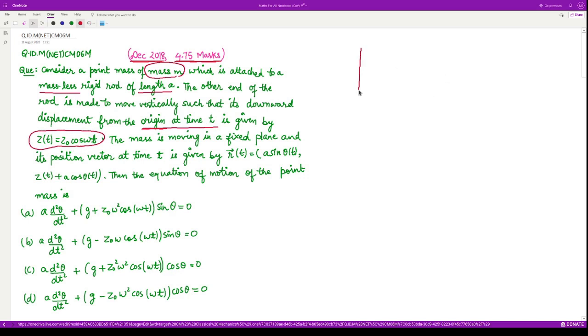They are saying we have the situation. This is some plane, right? This is the x-axis and this is, say, the z-axis, and this is some rod, and this rod makes an angle theta with the given z-axis, and at this end we have the mass m. So now can we see this displacement? The length of this rod is a, so this distance yz is given by a cos theta.